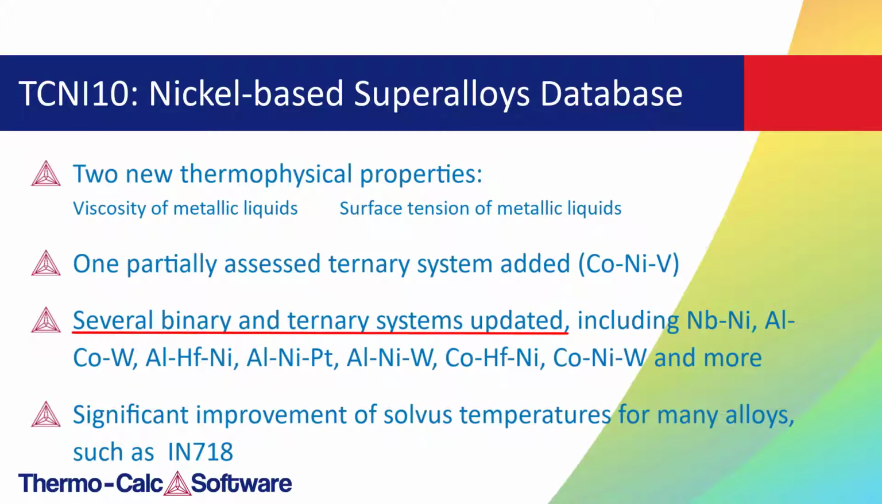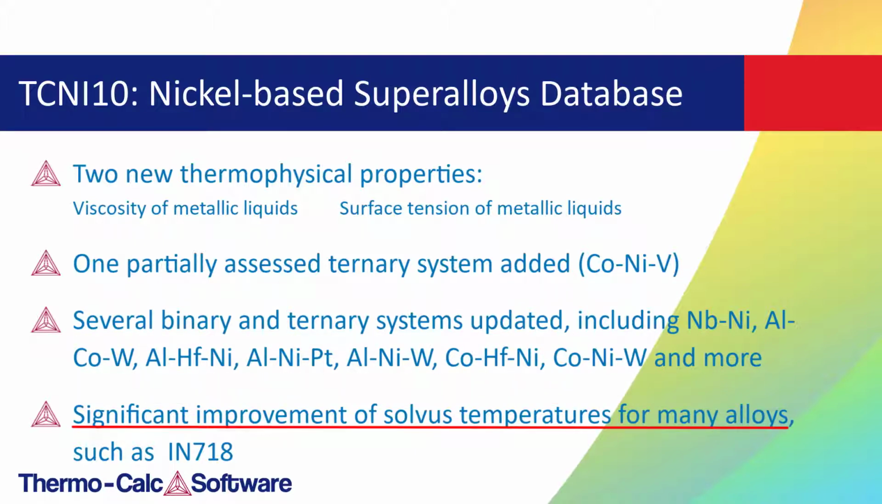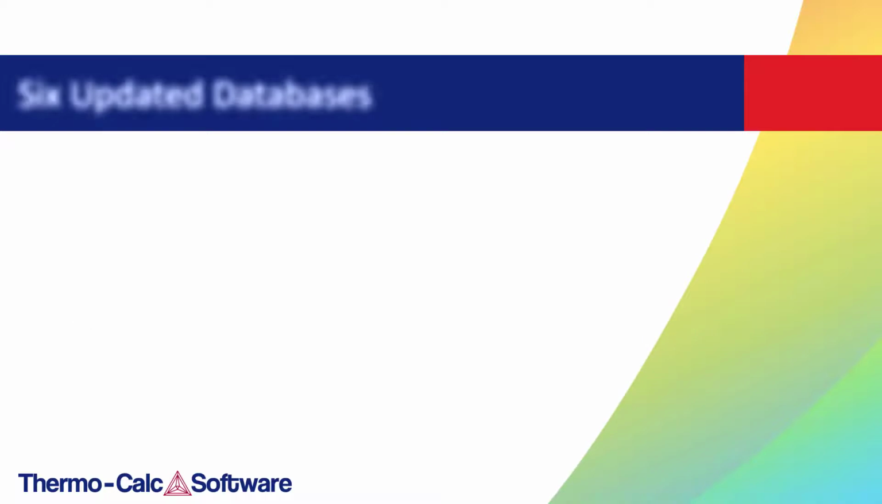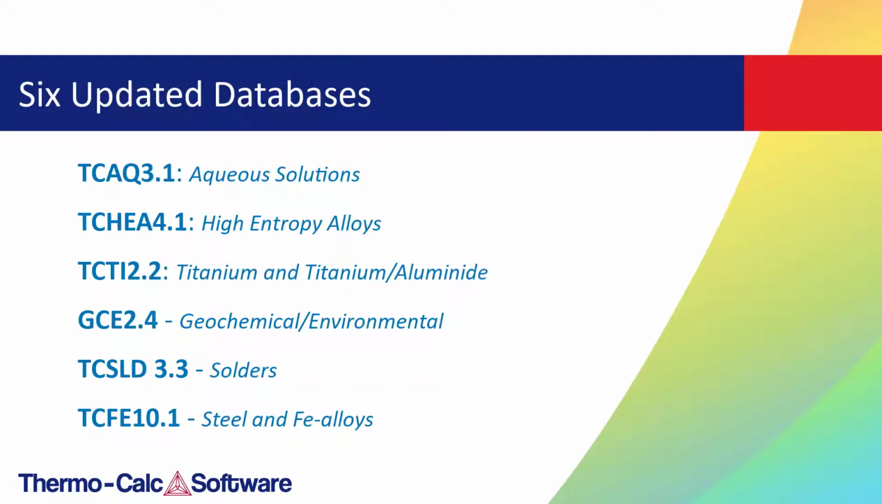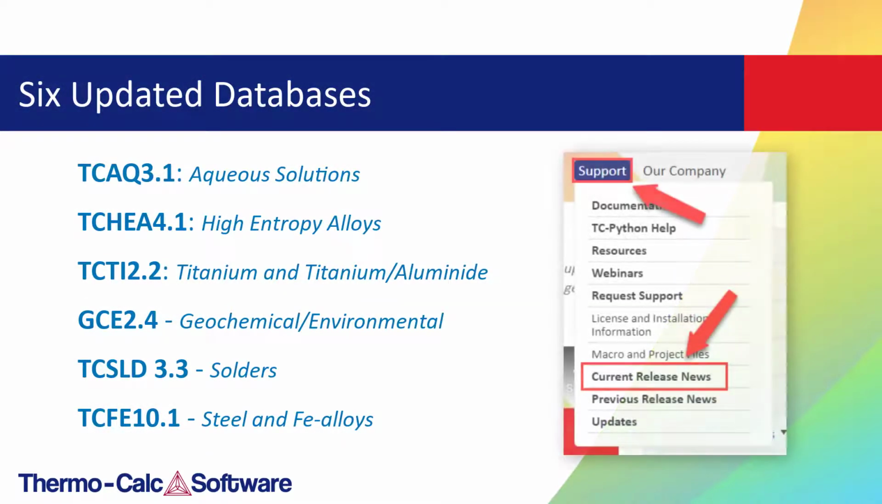Several binary and ternary systems have also been updated. The database also receives significant improvement of solvus temperatures for many alloys. 6 databases have also been updated for the 2020b release. You can read about all of the new and updated databases on the release page on our website.